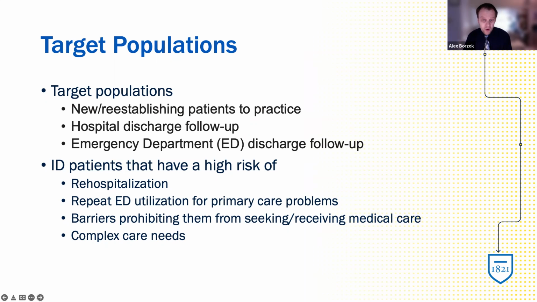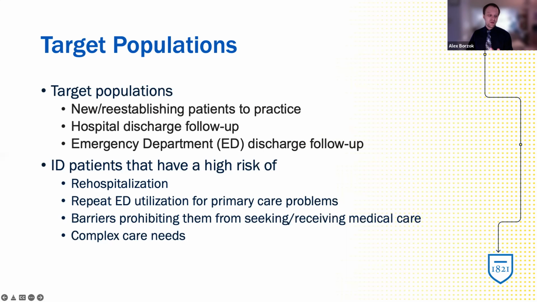So therefore, what we do then is take these target populations and break them down even further and try to identify patients that have a high risk of either rehospitalization, repeat ED utilization for primary care problems, or barriers that prohibit them from seeking or receiving medical care, particularly in the outpatient setting. So we want to address those, or at least, if not solve them, reduce them to a degree that the client is able to overcome them and be able to receive care in the outpatient setting. And also those patients that have complex care needs as well.